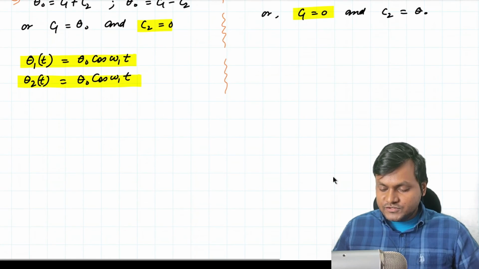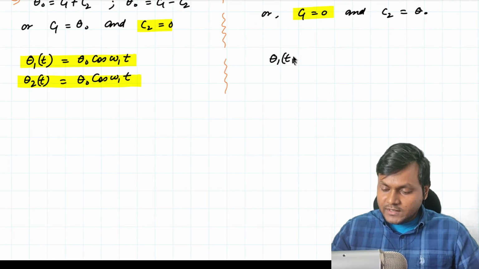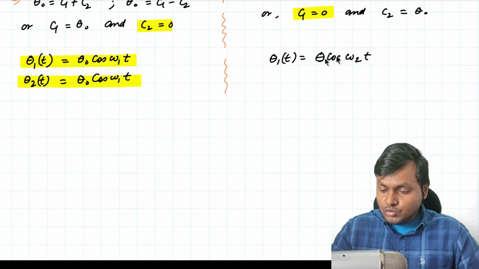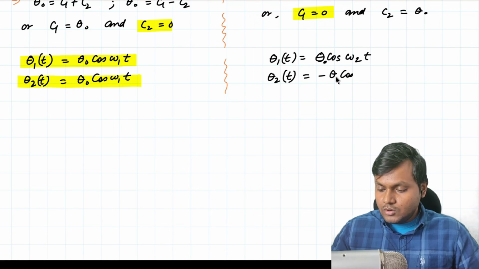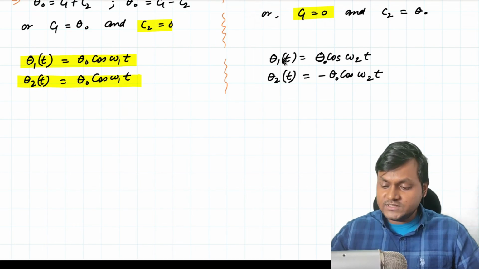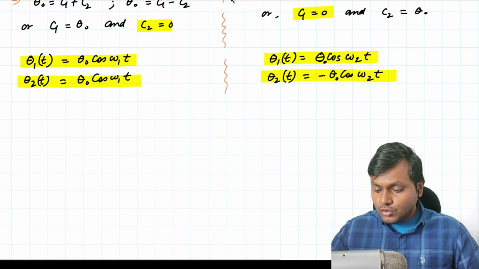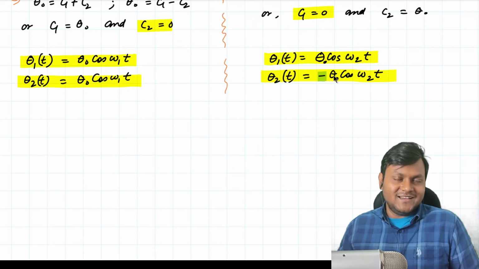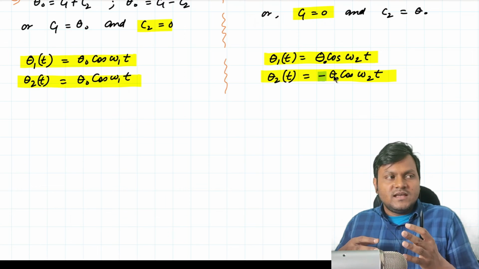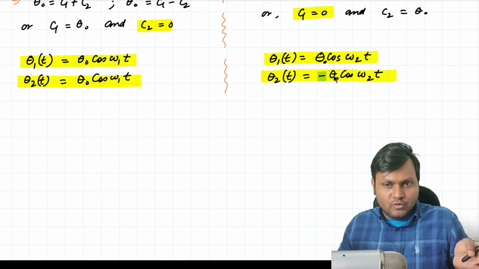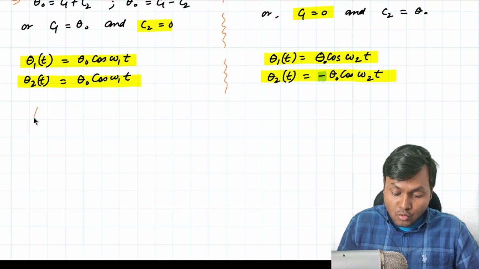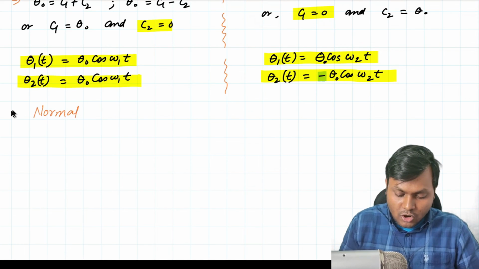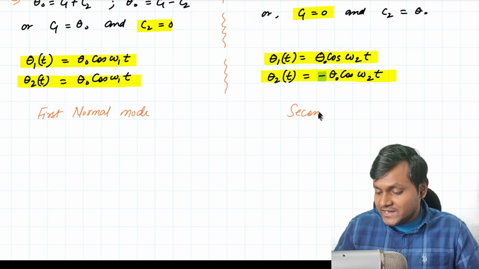While on the other hand, for C1 equal to 0, you get theta 1 is equal to theta naught cos omega 2t and theta 2 comes out to be minus theta naught cos omega 2t. Both of these systems are executing SHM, although they are out of phase by 180 degrees. These configurations, when a coupled oscillator executes simple harmonic motion, are known as normal modes. So this is known as the first normal mode, and this is known as the second normal mode.